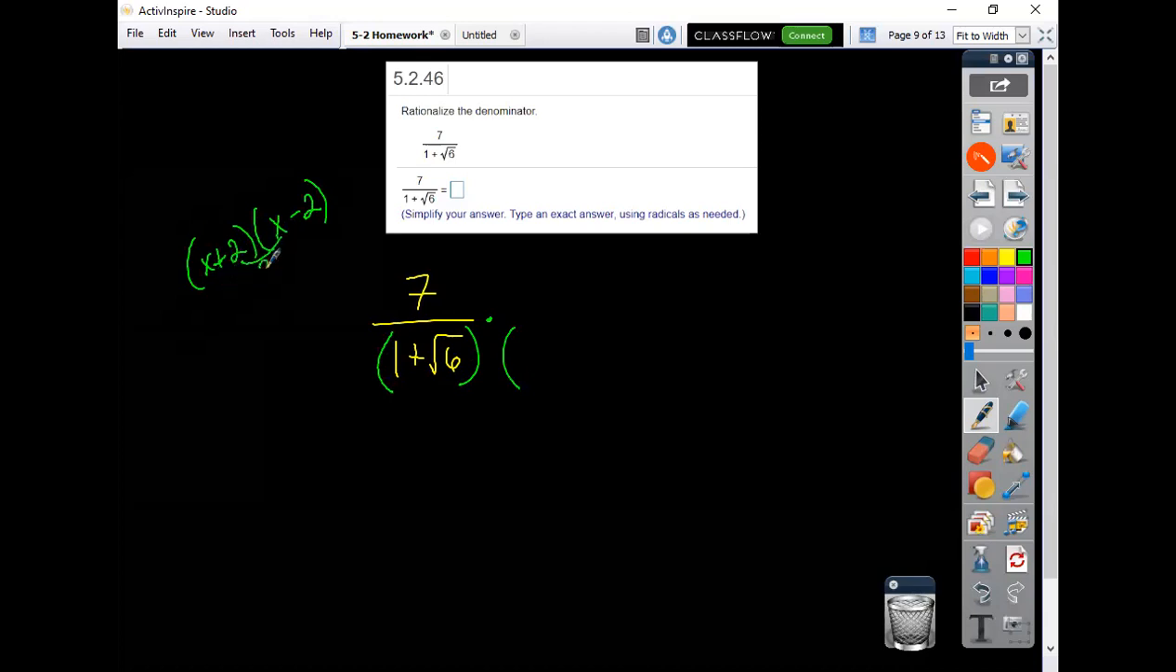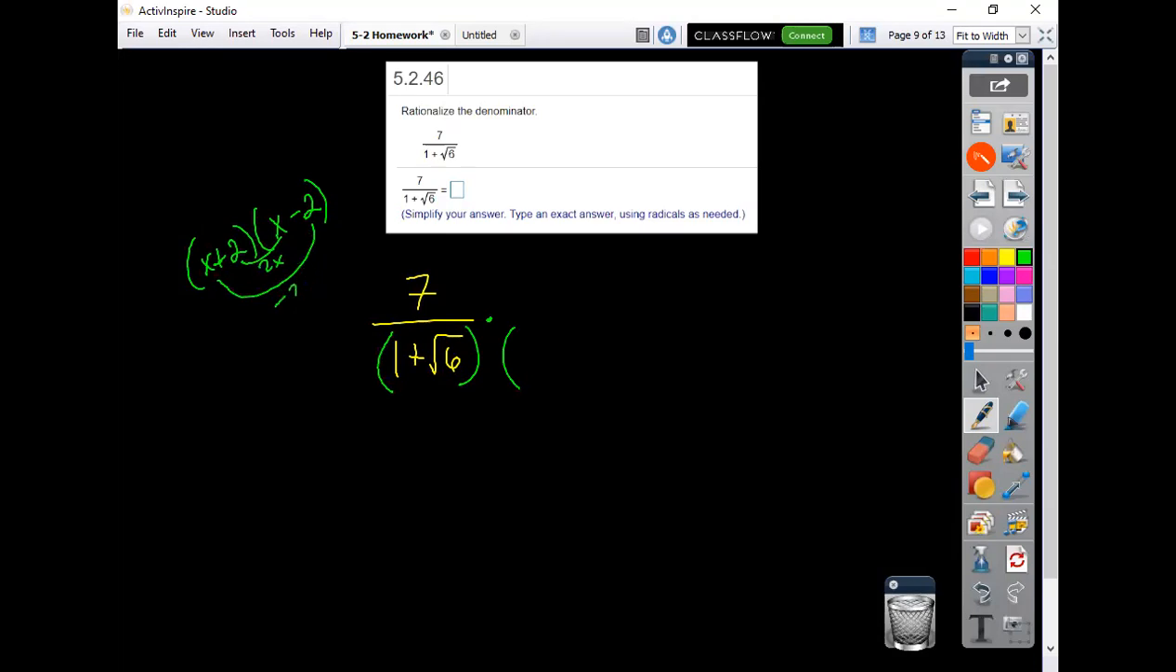These, the middle term, like this 2x and this negative 2x, cancel out, and that's kind of what we're after here. We want to get rid of the middle term, which will be the square root, and we're not supposed to have any left when we write this in a simplified form. So this 1 minus the square root of 6 would be the conjugate of the 1 plus the square root of 6.